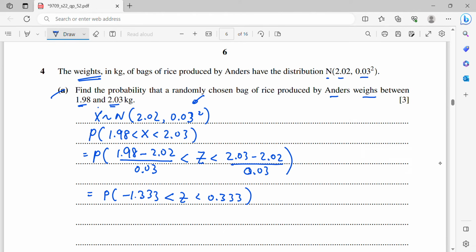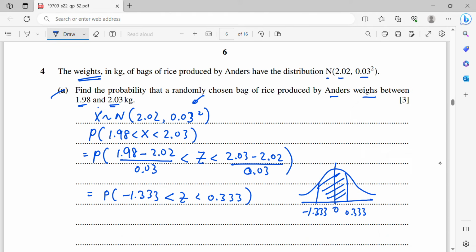Okay, now we need to refer to the graph. Let's sketch a graph first. The middle value is 0 because this is symmetrical at 0. One is negative 1.333, another one is positive 0.333. Okay, so my graph, I need to adjust a bit. So this is my region.